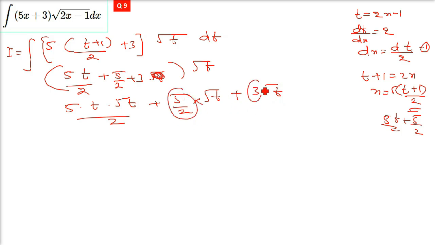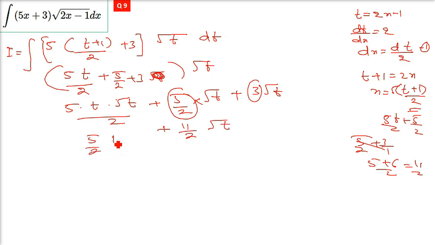I am not writing integration and dt here, but it has to be there. Just for reducing the time for explanation, I am not writing integration and dt always. 5 by 2 plus 3 is 5 plus 6 by 2, which is 11 by 2. So 5t root t by 2 and 11 by 2 root t. These two integrations have to be done in terms of dt. dt you need to replace by yourself, because eventually t is introduced by you.